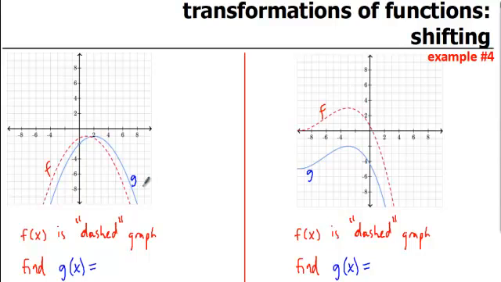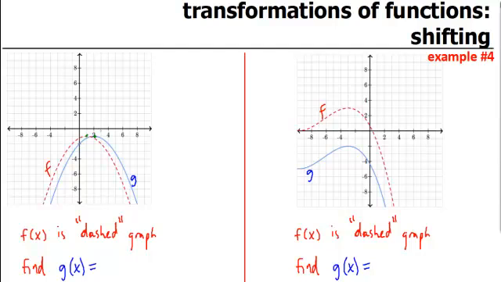Everything's getting shifted where? Positive. They're getting shifted to the right how many units? So this point here moves here. Everything's shifted 1 unit to the right.